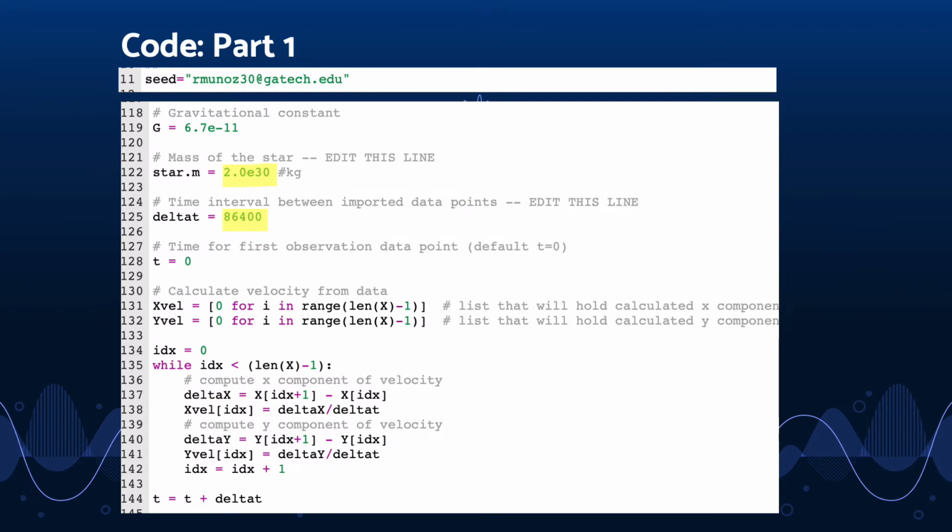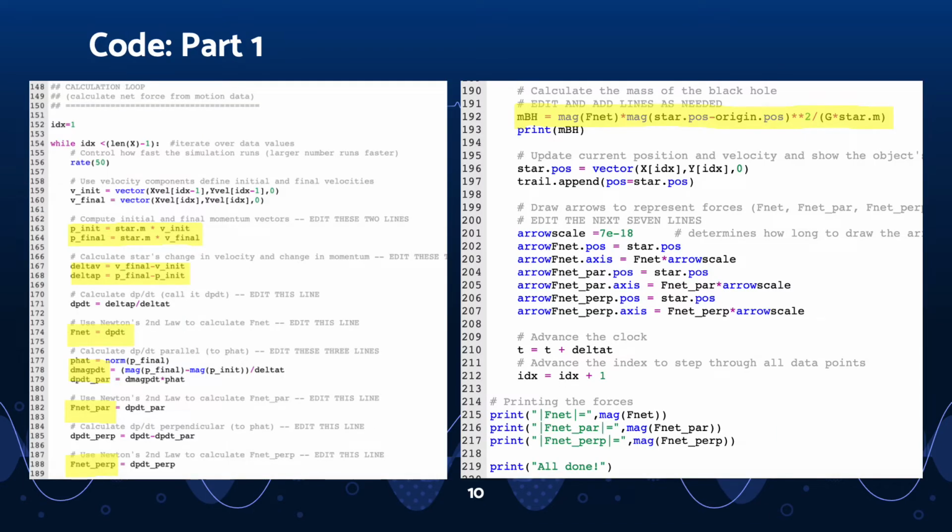For the beginning of the code, I put the initial conditions, which you'll see in lines 122 and 125. Then for this part in line 163, the momentum formula is used, so p equals mv. Then in lines 167 and 168, the change in velocity formula is used, so delta v equals v final minus v initial. And in line 174, Newton's second law is incorporated, so F net equals dp over dt. And the same follows for lines 182 and 188 for F net parallel and perpendicular. And lastly, in line 192, the formula was used to calculate the mass of the black hole.